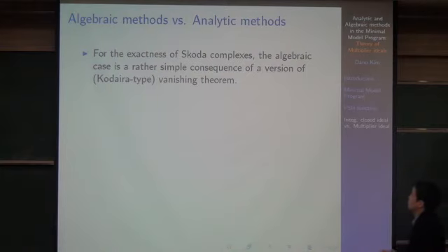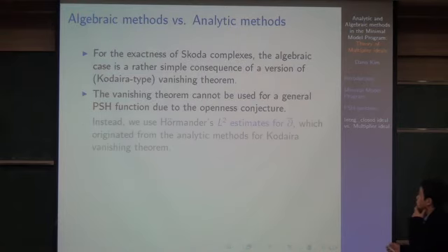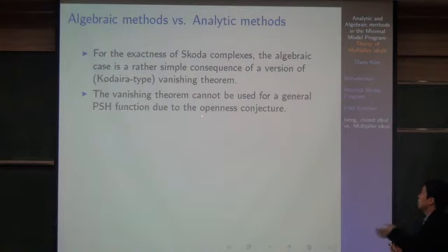So at first you could expect the same vanishing theorem could work for the more general case of exactness of the Skoda complex, because for general PSH weights you still have Nadel vanishing. But it turns out things are not that simple, because the same method of using a vanishing theorem cannot be used, because there is this obstacle of the openness conjecture. At first we didn't know there was this obstacle, and we naively thought the same argument would work with some simple tricks. But actually that was not the case.